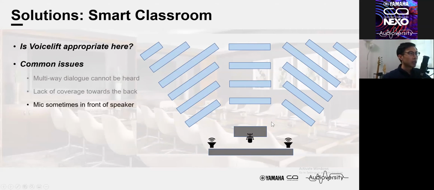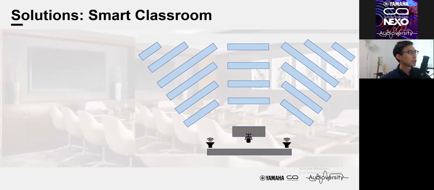The mic is oftentimes in front of the speaker. Speakers are mounted on the rear wall with the lecturer or the teacher standing in front of the speaker. Depending on where they walk, it can be quite feedback inducing. If they walk towards the left or right, which happens to be in front of the speaker, with an omnidirectional lapel mic, you can have quite a bit of feedback issues. So you have to manage that. Those are the common issues we have with classrooms or smaller lecture halls.